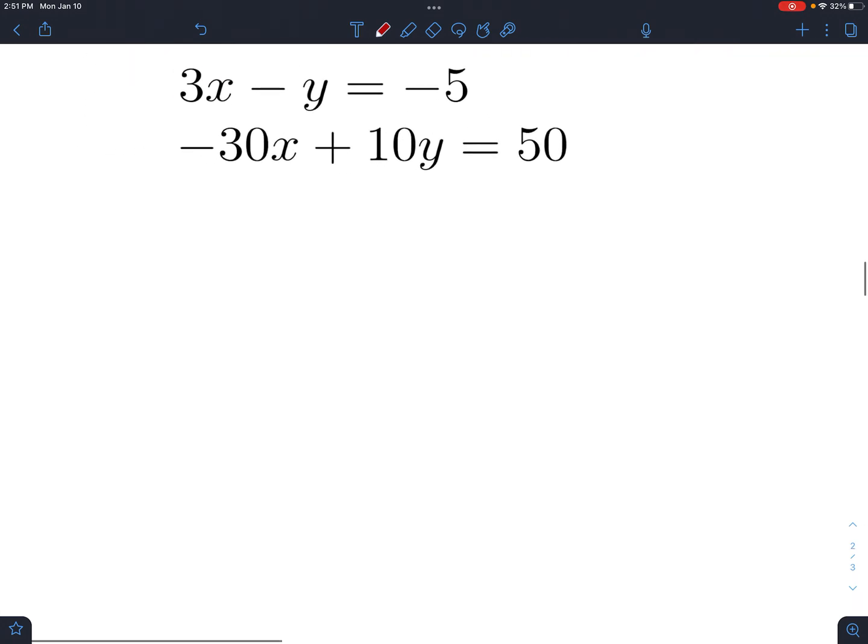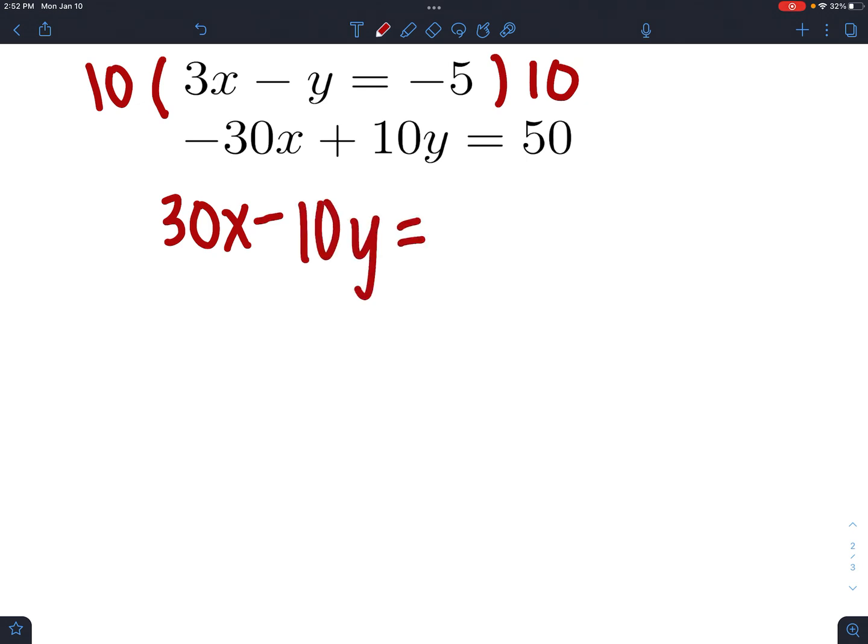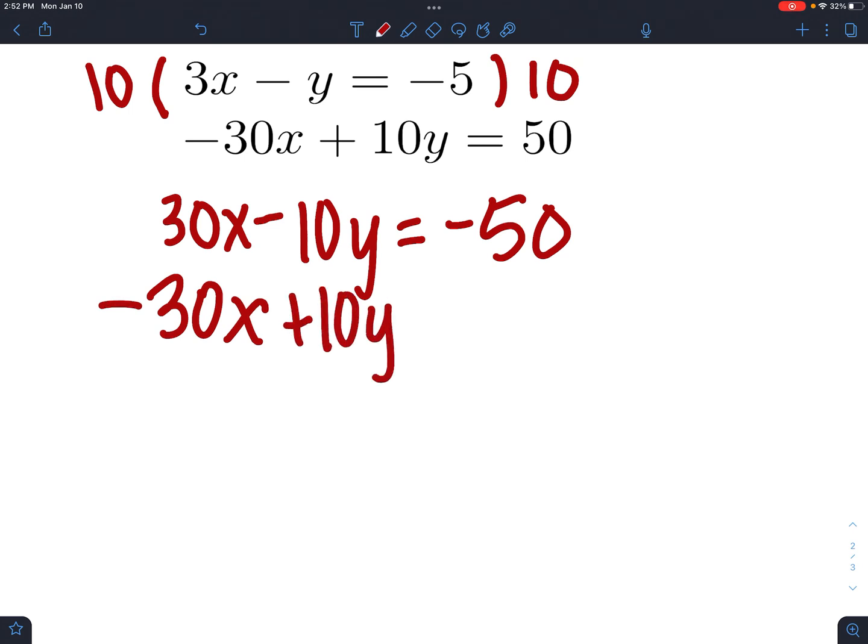Okay, and then I just want to briefly talk about these. These are our special cases. So how do you get a cancellation here? We'll pause the video and think about it, and I'll tell you. This is the equation with the smaller coefficients, so it makes sense because you multiply this one up, and to get to 30, I have to multiply by 10. So this is 30x minus 10y is minus 50, and then my other equation rests right beneath it.